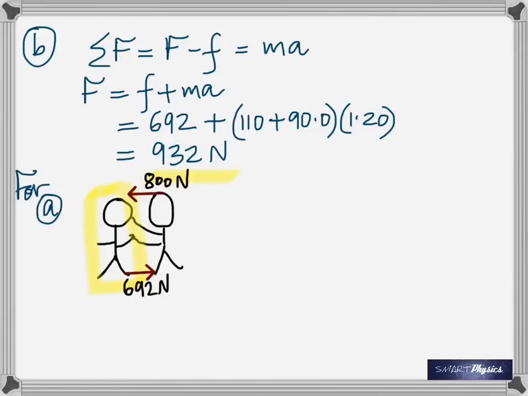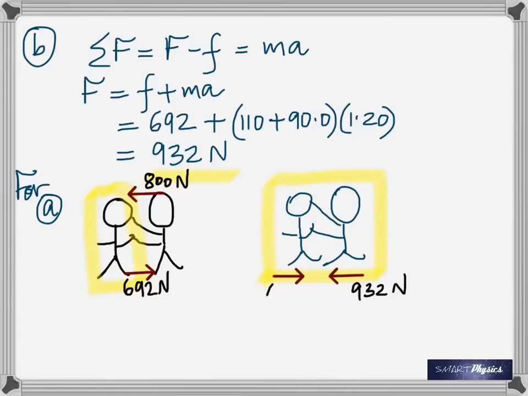Anyway, 800, 692. That was the first case. Second case, 932. Still the friction is 692. That, I hope, gives you a better idea.